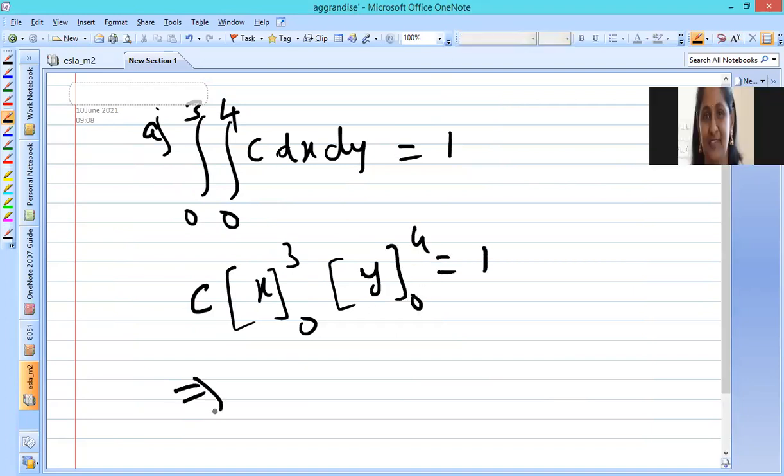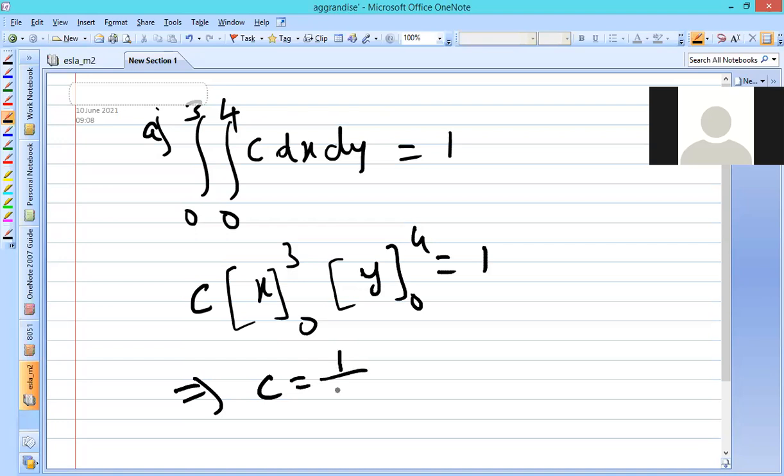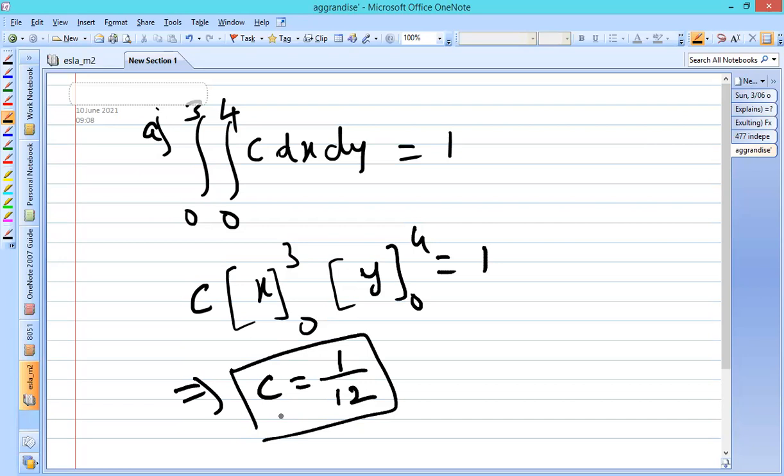So what is the value of C now? Substitute the upper and lower limit and tell me the answer. 1 by 12. Yes, 1 by 12 is the answer.